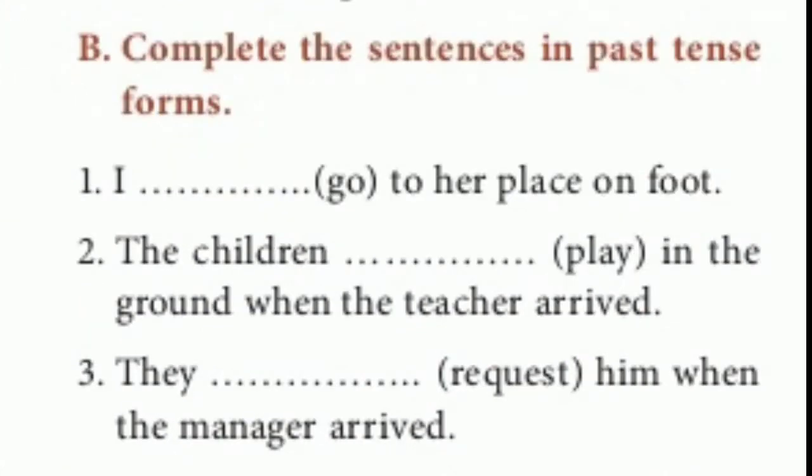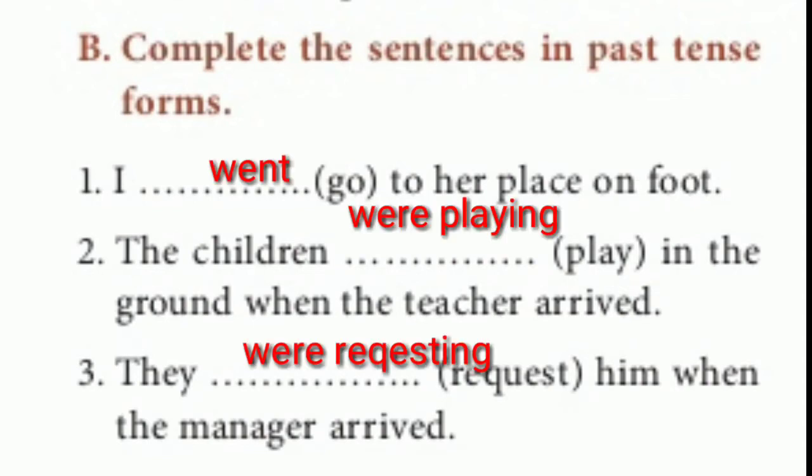Complete the sentence in past tense forms. இதை கடந்த காலமா எழுதணும். Okay, first one, I dash go to her place on foot. So go is the bracket word. So go க்கு past tense என்ன? Went. I went to her place on foot. Second one, the children dash play in the ground when the teacher arrived. So play. So the children, other double இருக்குது. The children were playing in the ground when the teacher arrived.